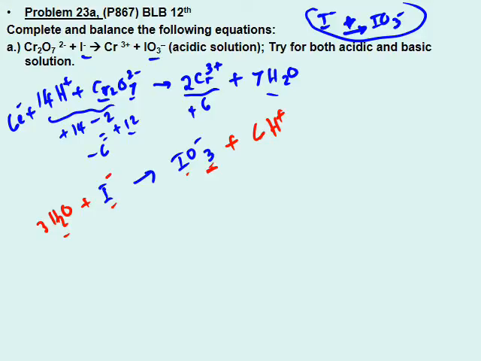The I is minus. So on the left side I have minus 1 coming from I minus. On the right side I have minus 1 coming from IO3 minus and plus 6 coming from hydrogen. So altogether we have now plus 5. So minus 1 on the left side, plus 5 on the right side. So I must have 6 electrons on the right side. So that makes it 5 minus 6, that's minus 1. So now you have minus 1 on each side.